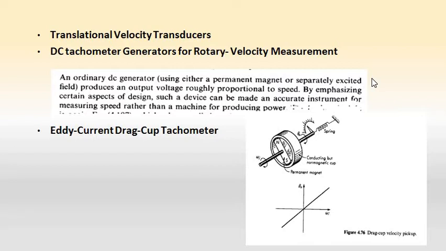Depending upon the design, such a device can be made an accurate instrument for measuring speed rather than a machine for producing power. Normally a DC generator is used for producing power, but by proper and accurate designing of that instrument, it can be used as a DC tachometer generator. It can be converted for measuring that voltage, and so measuring the velocity.